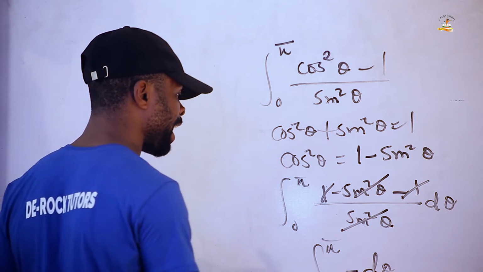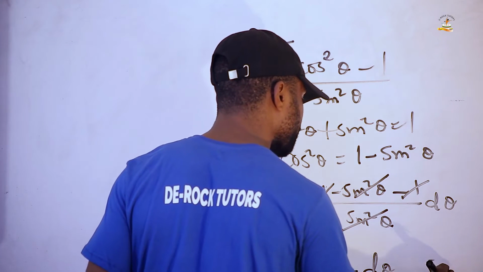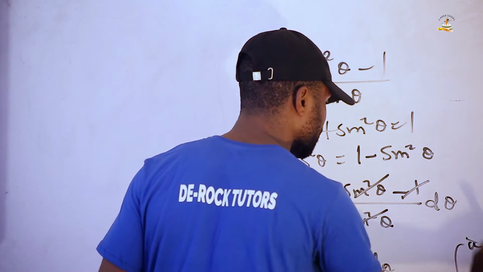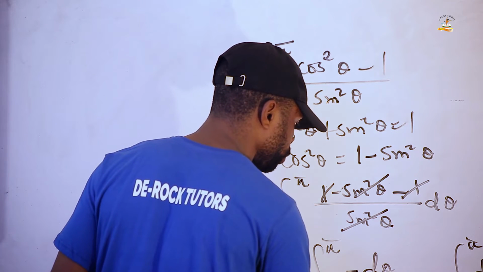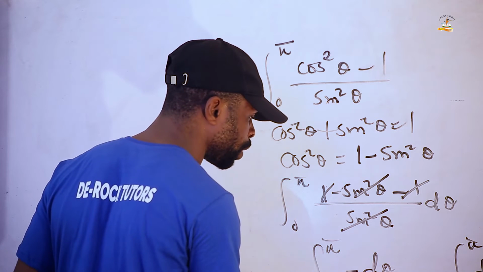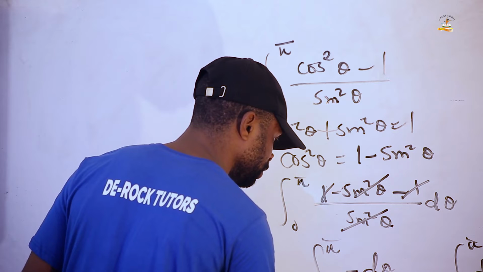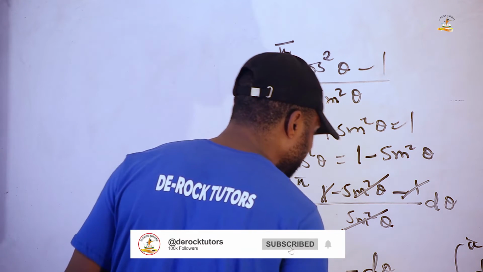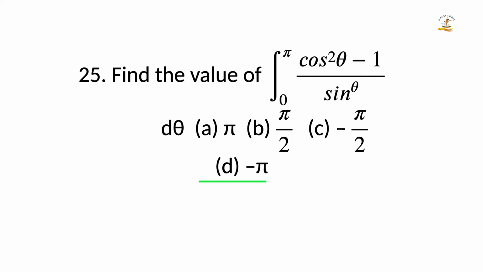So from here, I'm going to integrate d theta as follows. This will give me minus the integral from 0 to pi of d theta. Then integrating d theta, I will have theta from 0 to pi in this form. So this one will give me minus pi minus 0, which is equal to minus pi. The correct answer to this question is minus pi, and it is in option D.